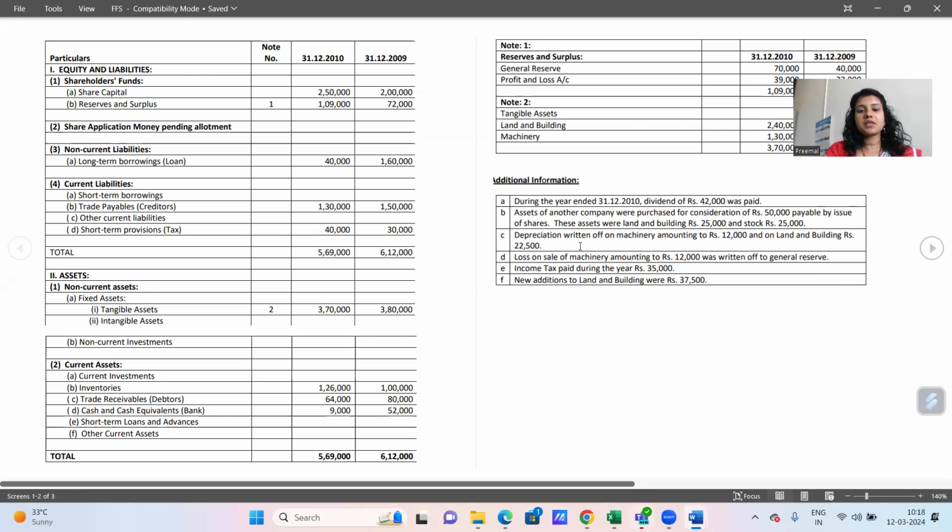The next adjustment, depreciation written off on machinery and land and building. Because such adjustment is given, we have prepared a working note for machinery and land and building to take a note of these changes. Also, there is loss on sale of machinery, which is written off to general reserve. Tax paid 35,000. For this, we prepared a provision for tax account to find out what will be the provision for tax made at the end of the year. And lastly, any new additions to land and building were also considered in the land and building working note.